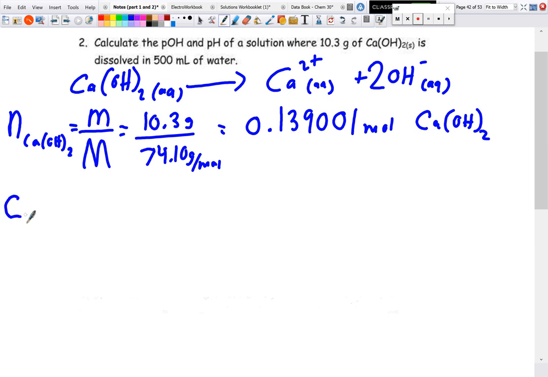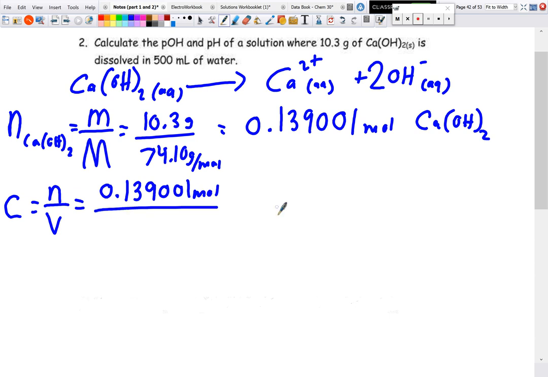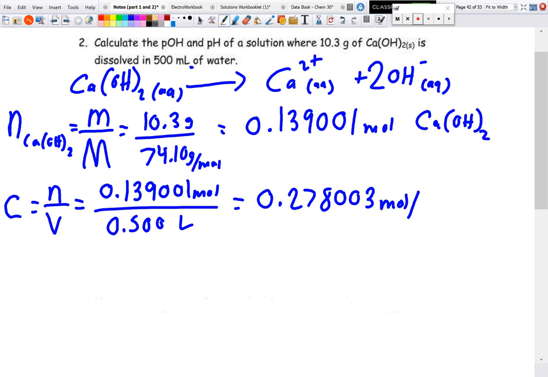So now with the number of moles, we need concentration. So that's our next step. Concentration is equal to number of moles divided by our volume. So we have the number of moles, which we just solved for, 0.139001 moles divided by our volume. Now up here it is 500 milliliters. Remember that we don't use milliliters in these equations. We use liters, so we divide by 1,000 to get 0.500 liters. And when we do this, we get 0.278003 moles per liter of calcium hydroxide.